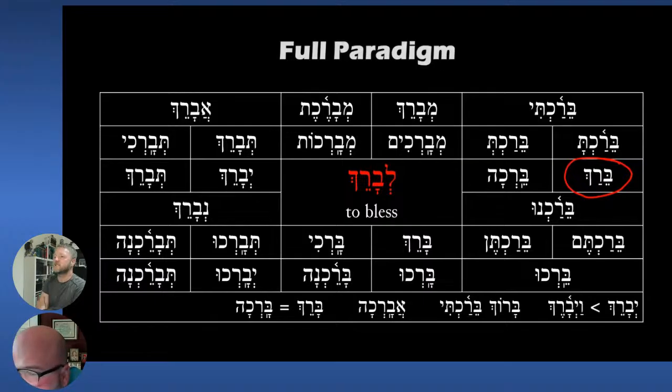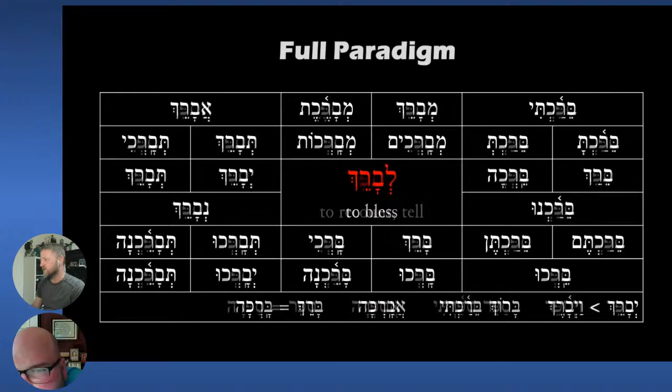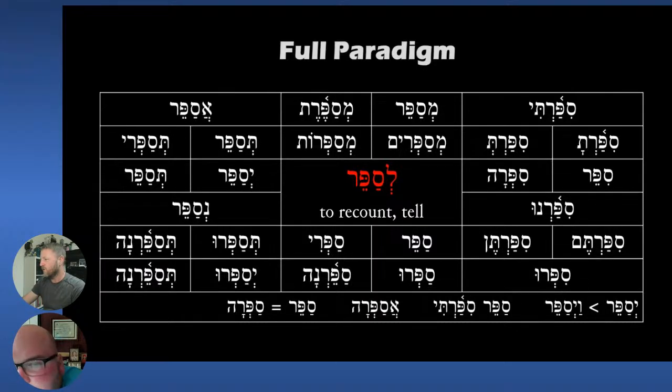Shilach, he sent away. We're going to run into a lot of forms where, instead of the e vowel in the second syllable, they have a different vowel. So berach, he blessed, which is natural to the form anyway, because you notice in all the other forms, even in the previous verb, all of the forms except for this one all have it in the second syllable.